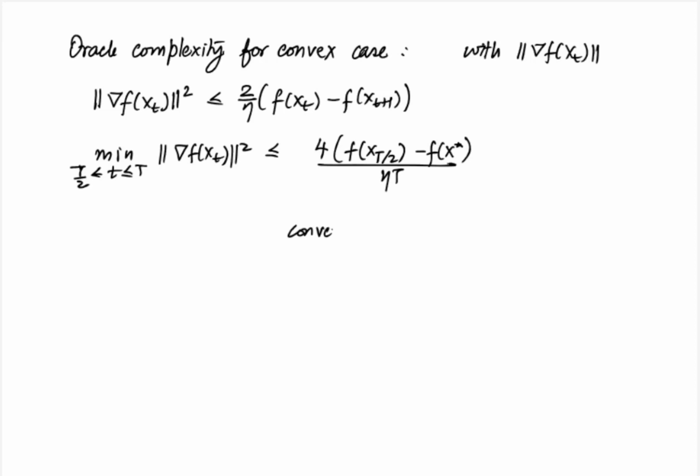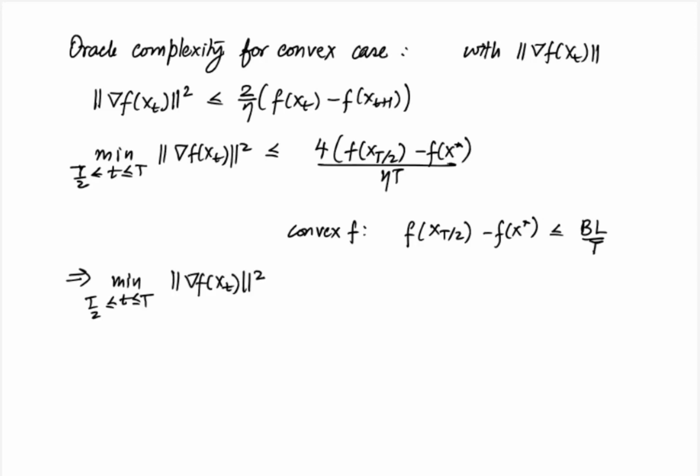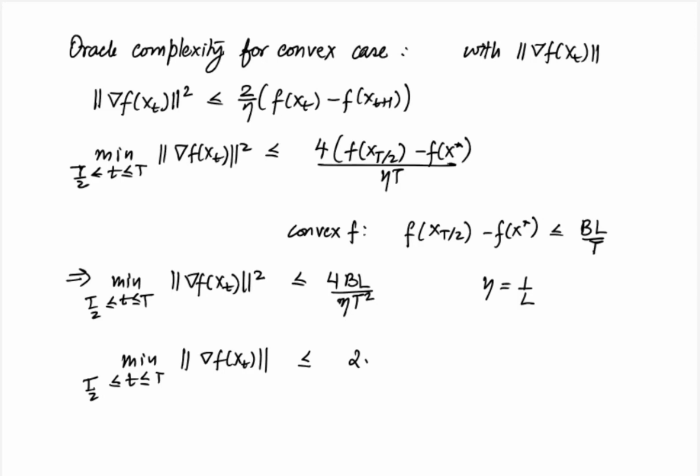Then since f is convex, we have already derived this bound in the last few lectures, which is that f of x T by 2 minus f of x star is less than or equal to bL by T. This bound is still applicable because it was derived for all T. So we have just replaced T with T by 2 here. So substituting this value, we obtain minimum of the gradient over T by 2 to T is less than or equal to 4bL by eta T square. Setting eta equal to 1 over L and then taking square root, we have the minimum of the gradient less than or equal to 2 square root b times L by capital T.